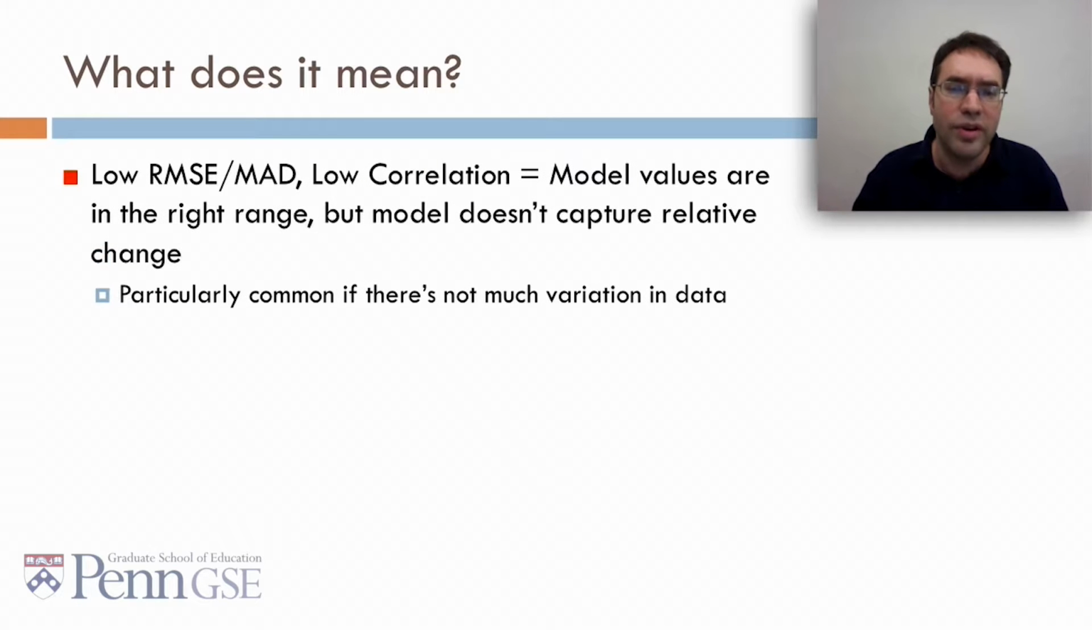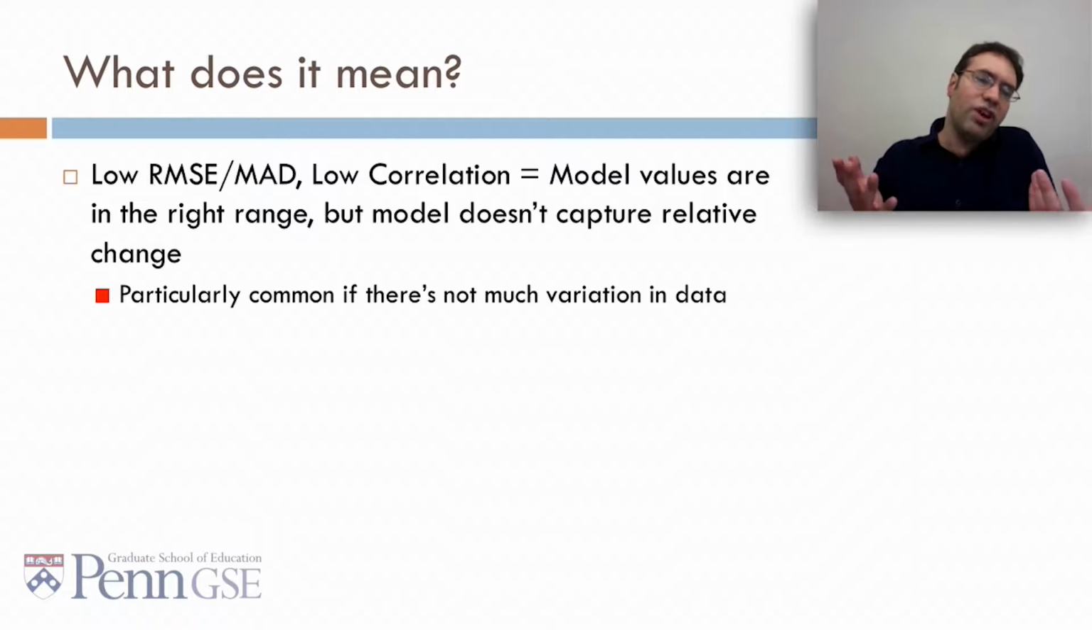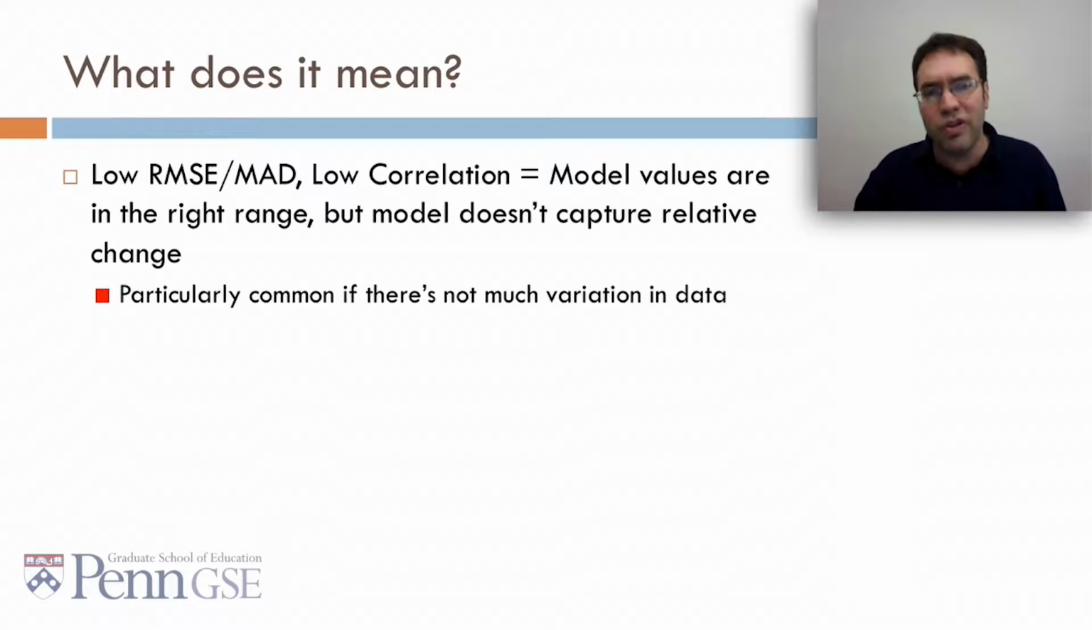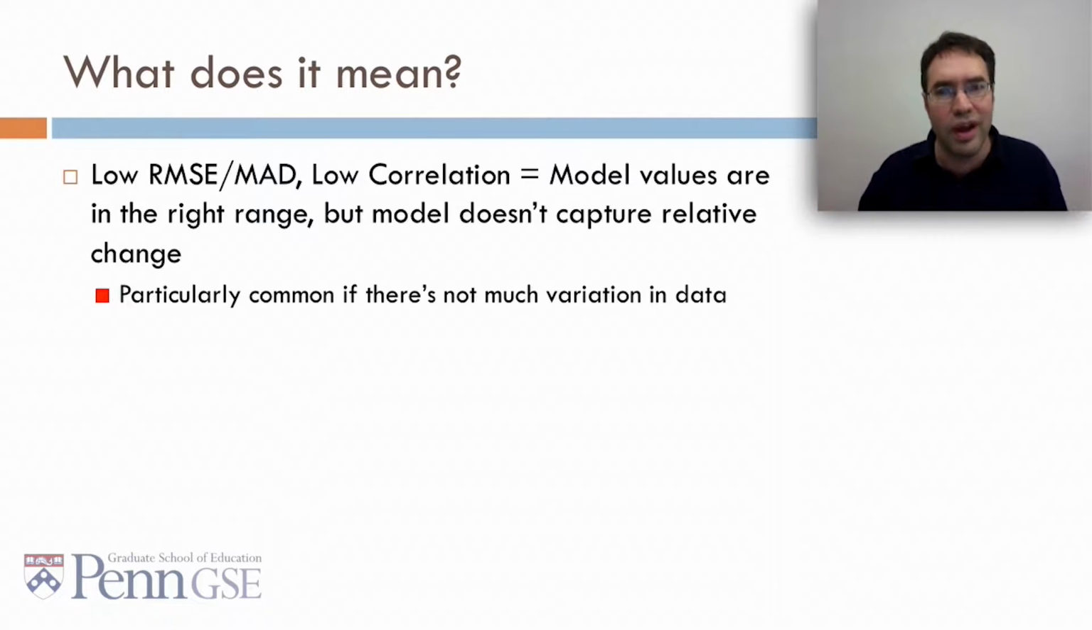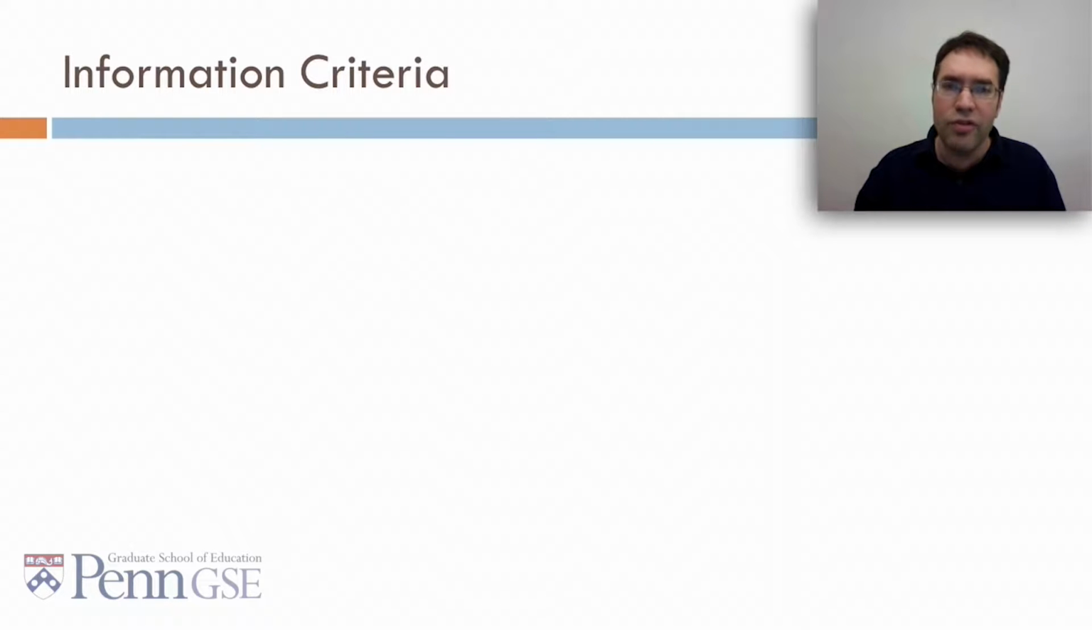What if you have a low root mean squared error or mean absolute deviation and a low correlation? In that case, the model values are just in the right range, but the model doesn't capture relative change. This is particularly common if you don't have much variance in your data. So, which one should you care more about? A lot of people like root mean squared error better. I happen to think correlation is more important as long as your data is the right kind of data for correlation.